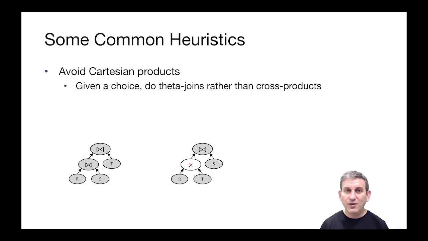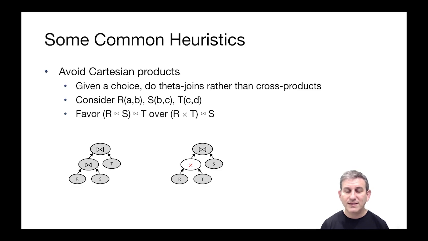Another common heuristic that is explicitly listed in the Selinger paper for System R is to, quote-unquote, avoid Cartesian products. If you have a choice between two query plans that produce the same sub-results, so here we have the join of R, S, and T, and one of them has theta joins all the way through and one of them has cross products, pick the one with theta joins. Always avoid cross products if you possibly can.